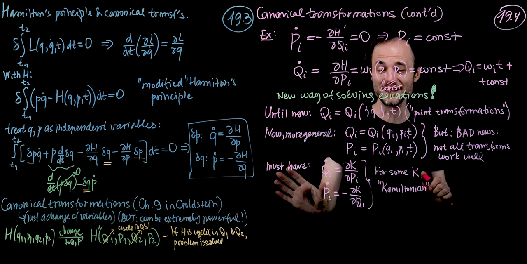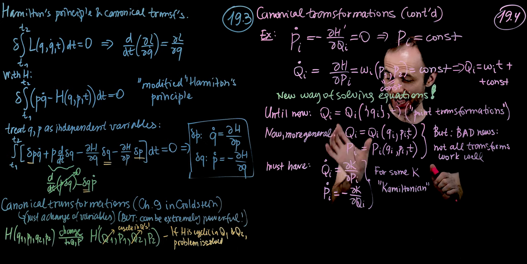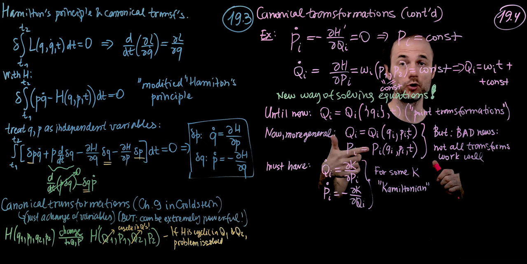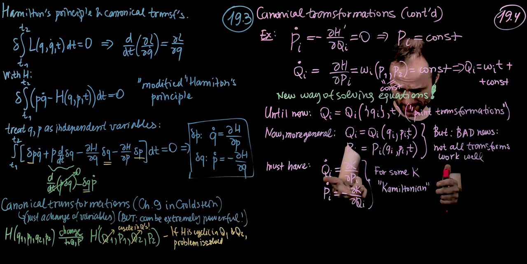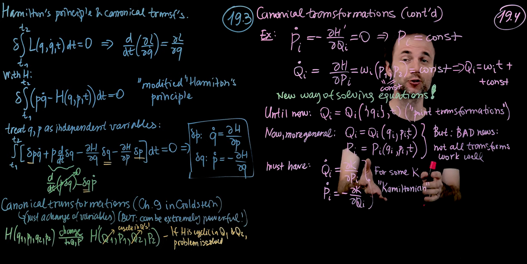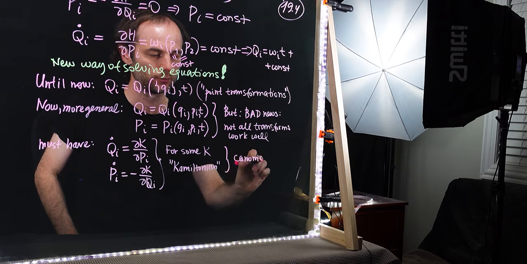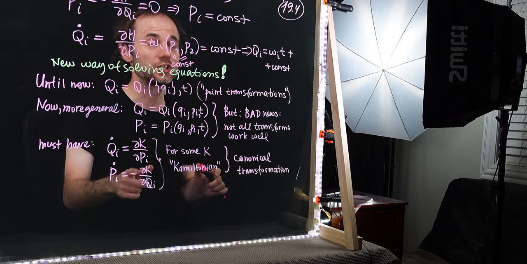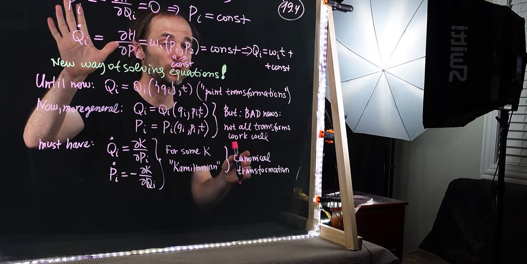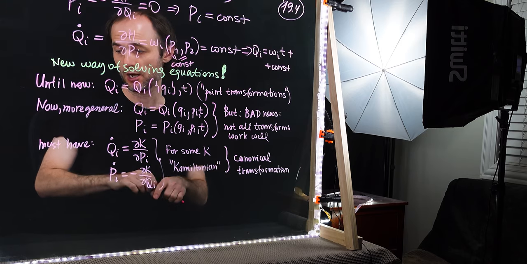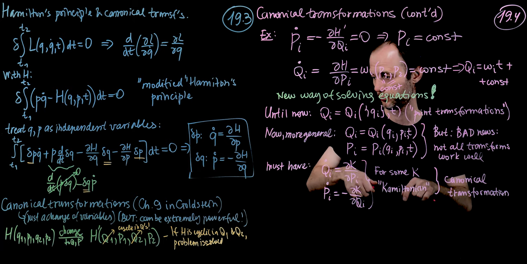So in fact, we must have the new coordinates and the new momenta satisfy Hamilton's equations, but not for the original Hamiltonian H, but for a different function that we will call K, which is sometimes referred to as the Hamiltonian. And this would be a canonical transformation. That is, if such a function exists in the new coordinates Q and P, then the transformation that we use to get to these new coordinates is a canonical transformation. So can we somehow formalize this requirement for the transformation to be canonical?